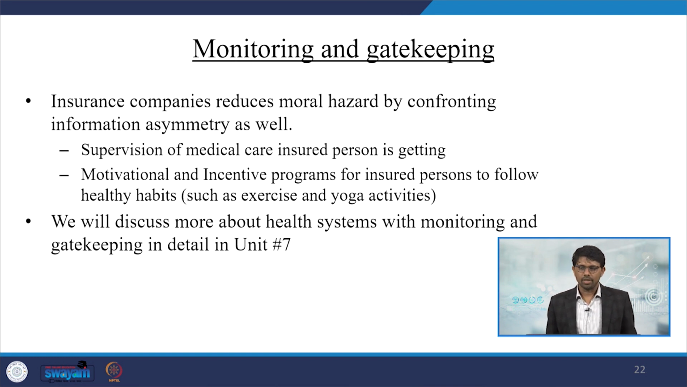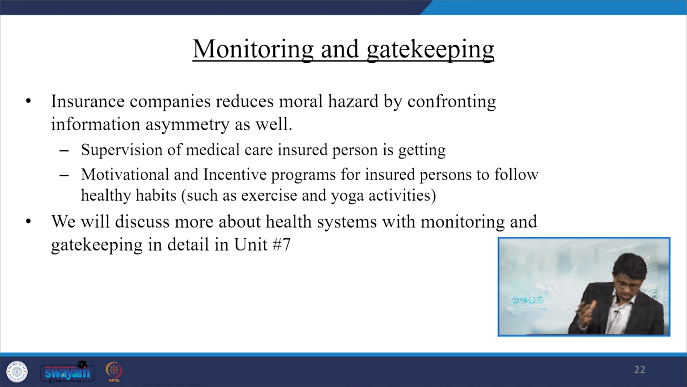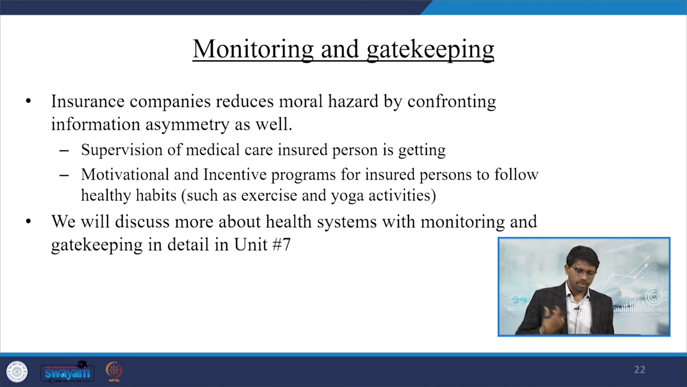There are other instruments of controlling moral hazard called monitoring and gatekeeping. We already discussed some examples earlier, like gatekeeping and how it is relevant, and we are also discussing them in other chapters. Insurance companies reduce moral hazard by confronting information asymmetry through supervision of medical care, and through motivational or incentive programs for insured persons to follow healthy habits, like pre-event motivations. We will also discuss more about health systems with monitoring and gatekeeping in unit number 7, where specific importance is given.